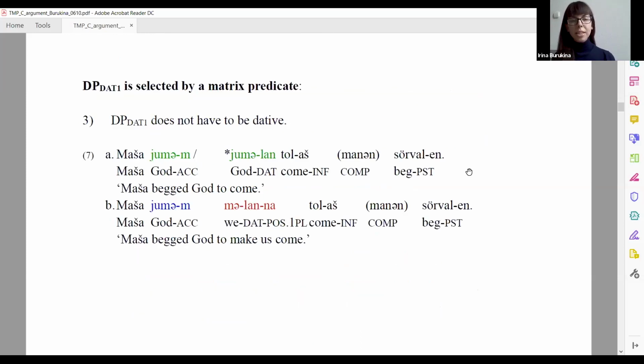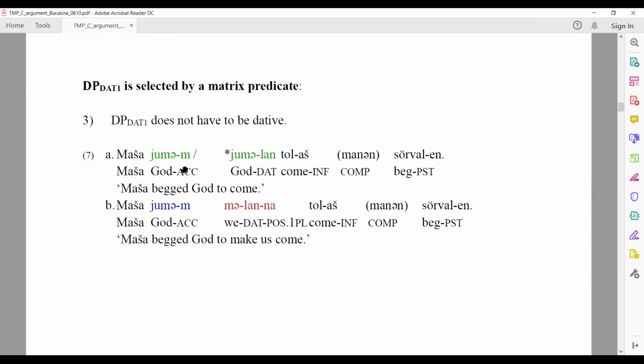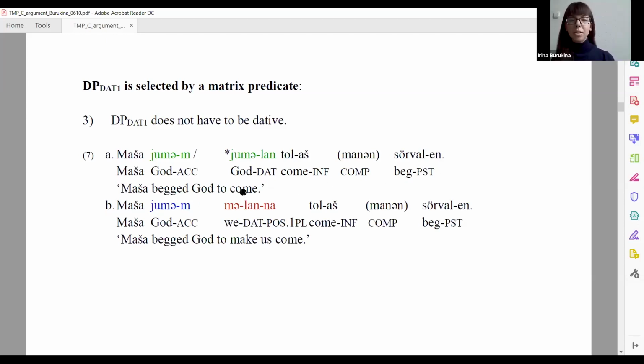And also it is interesting that this first dative DP doesn't actually have to be dative. So there are a couple of speech-act verbs that select an accusative addressee for some reason. And one of them is surveillance, and surveillance can also appear in such constructions, only that there we won't see two datives, we will see one accusative, one dative. So I can either say, Masha yumum tolashman and surveillance, Masha begged God to come, and God must be accusative. Or I can also say, Masha yumum melanna tolashman and surveillance. Masha begged God that we should come. So we are the mandi in this case, and God is still the addressee.